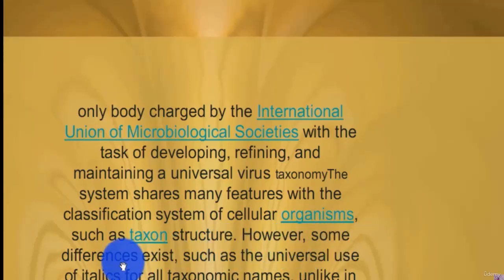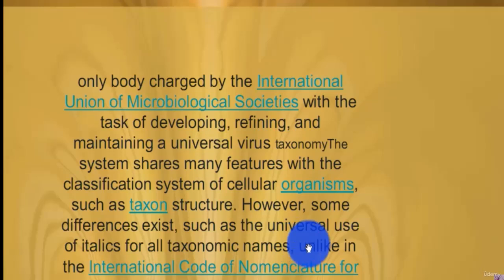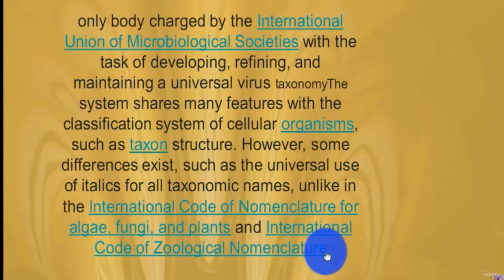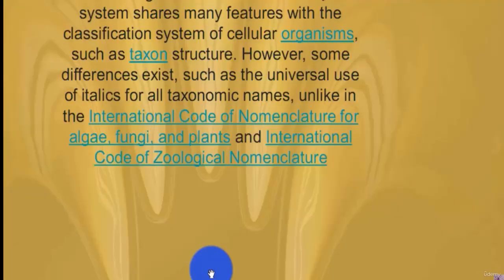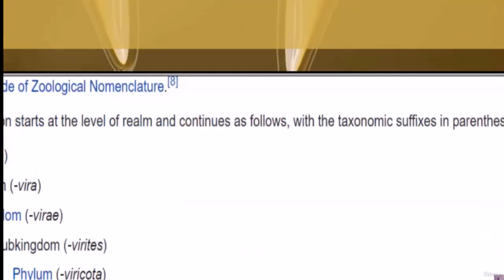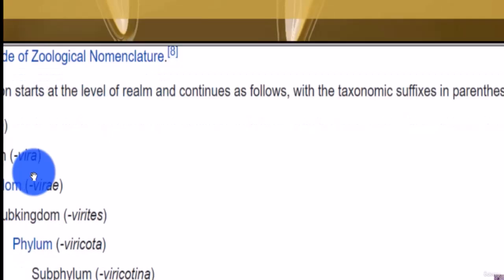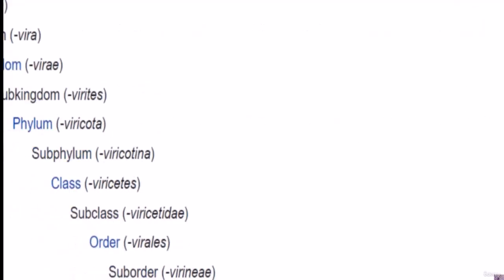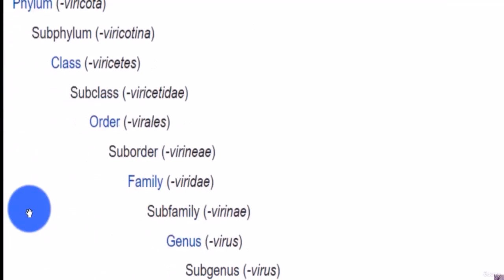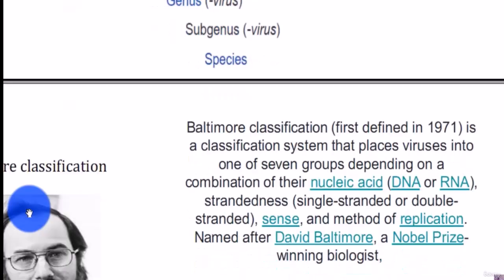However, some differences exist, such as the universal use of italics for all taxonomic names, unlike in the International Code of Nomenclature for algae, fungi, and plants, and the International Code of Zoological Nomenclature. The ranks include phylum, subphylum, kingdom, subkingdom, order, and family.